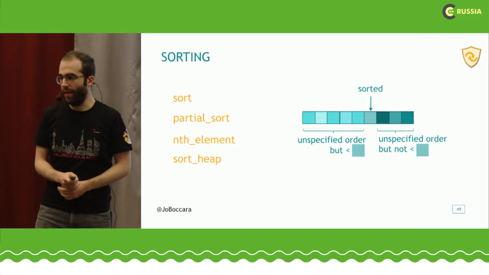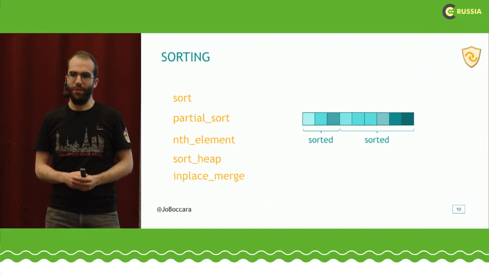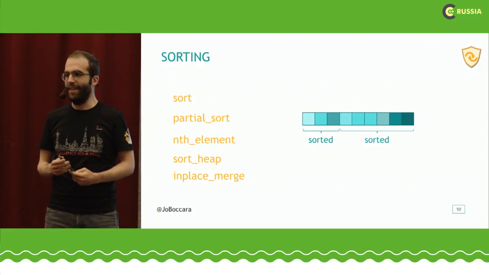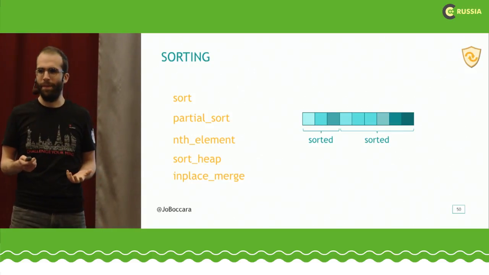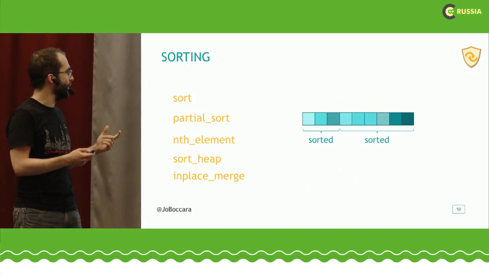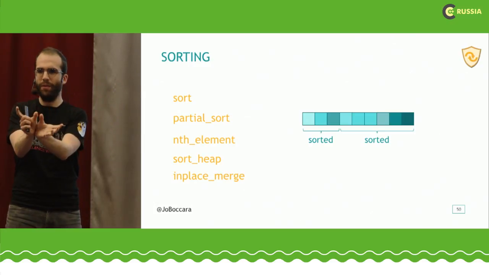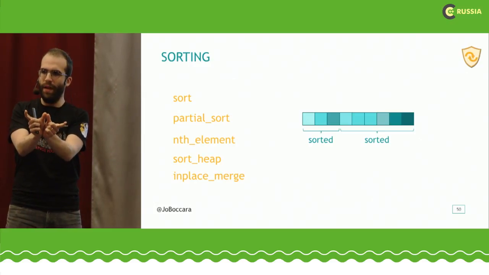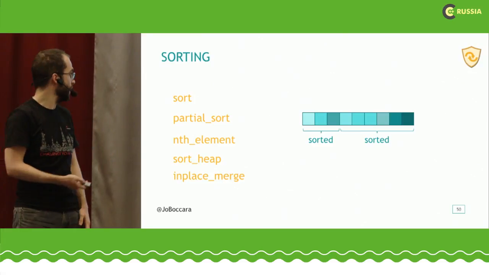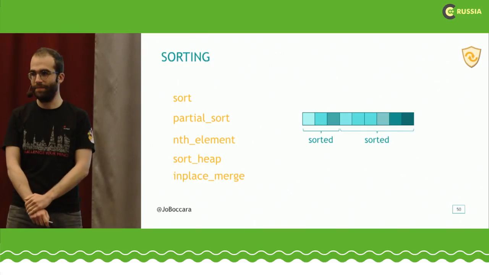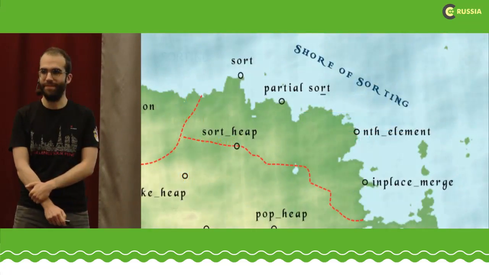There's sort heap that we've talked about, and there's this last one, which is called inplace merge. That's the incremental step in merge sort, if you know what I mean. So in merge sort, we consider that we have a collection that is made of two parts which are both sorted, and the incremental step merges them together. Okay, and that's what inplace merge does. And that's it for sorting.